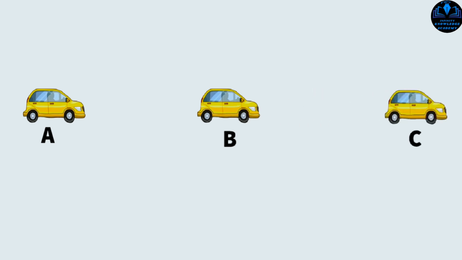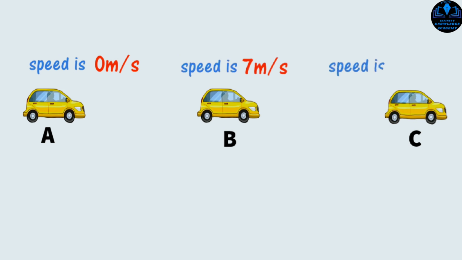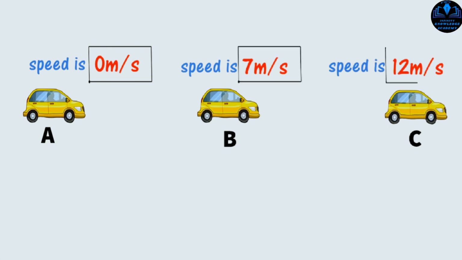Let's say initially the car was standing at point A and its speed was 0 meter per second, and when the car was crossing the point B, we noted down that the speed of the car was 7 meter per second, and when the car was crossing the point C, its speed was 12 meter per second. Now what are 0 meter per second, 7 meter per second and 12 meter per second?